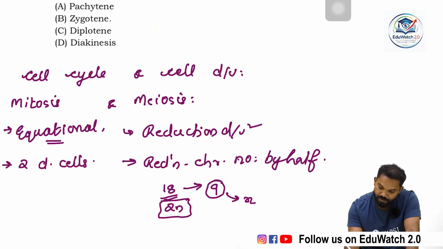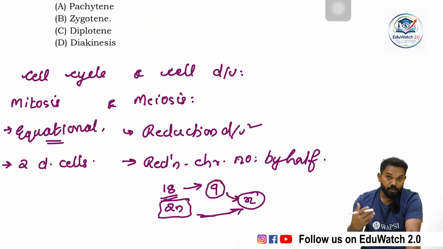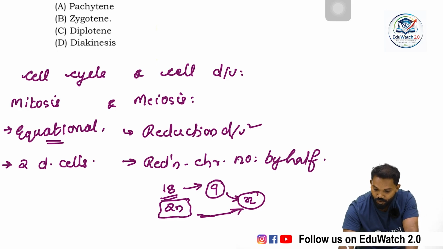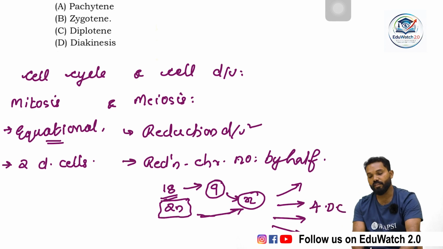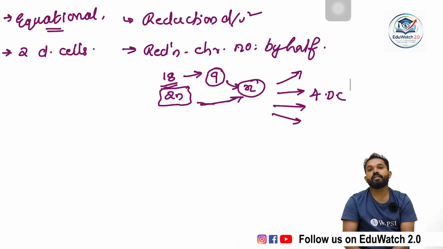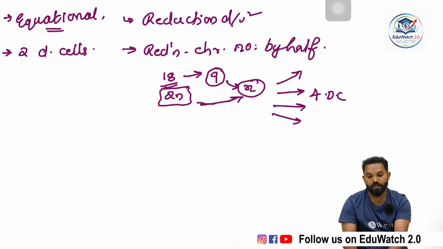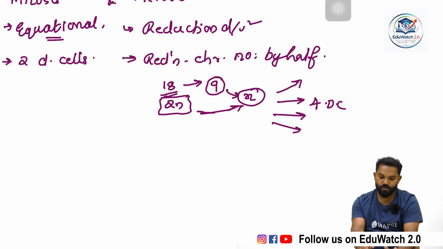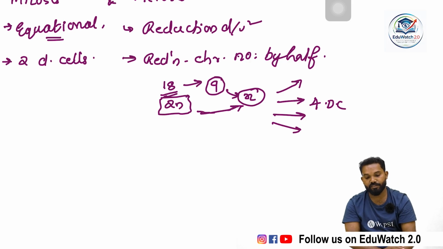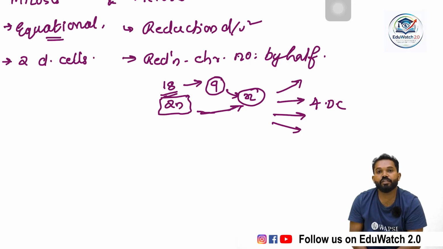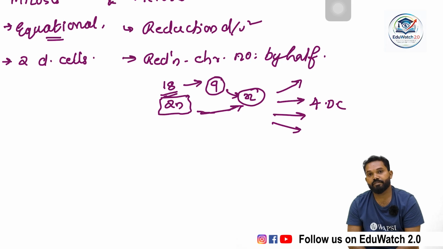In the process of meiosis, the diploid cell becomes haploid. And how many cells are formed during meiosis? That is 4 daughter cells, the product of meiosis. So the direct difference between mitosis and meiosis: the end product is 2 daughter cells in mitosis, and 4 daughter cells in meiosis.